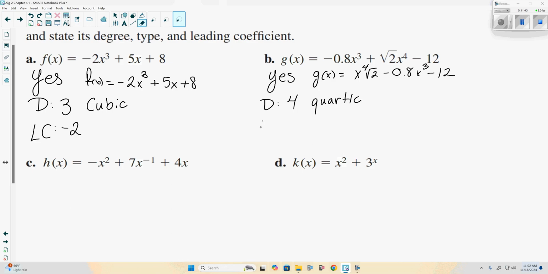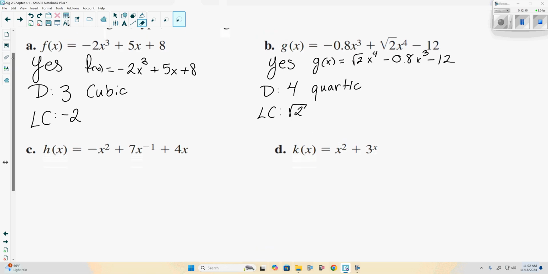And the leading coefficient is square root of 2. I just wrote it that way because we can write it square root of 2 because it's just multiplied together. Because that is the leading coefficient, I put it in front so we make sure that we don't put it inside the radical because it's technically out. But we could write it either way. Questions on A or B?